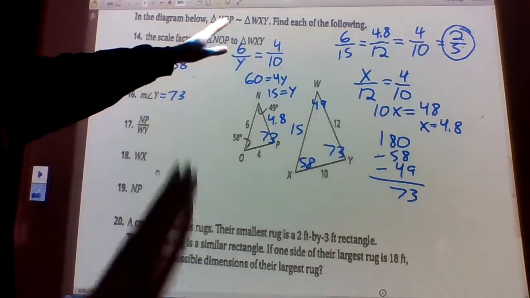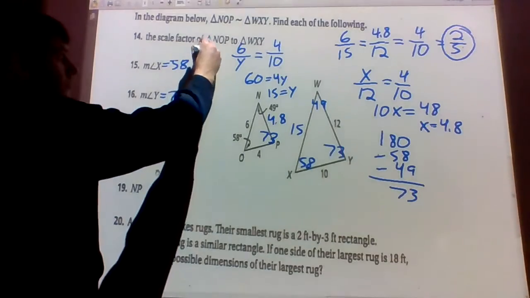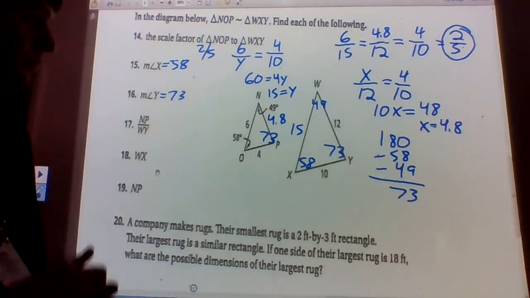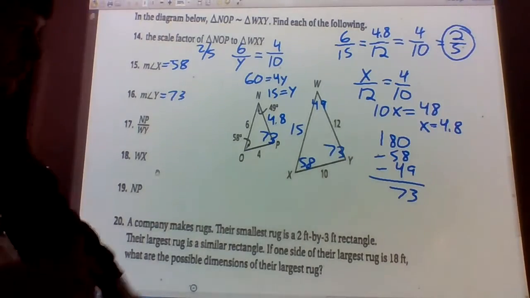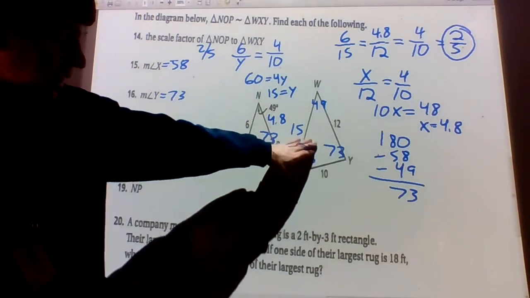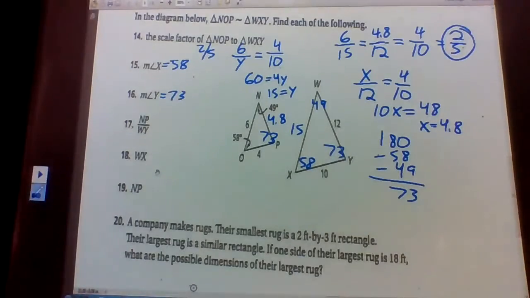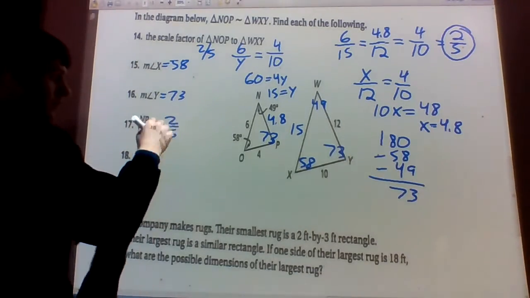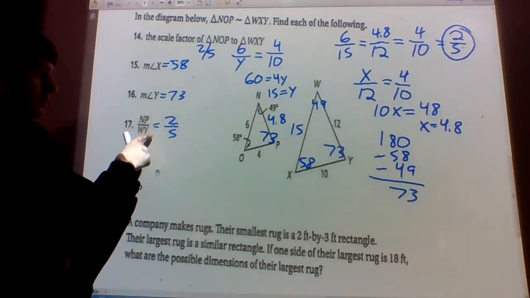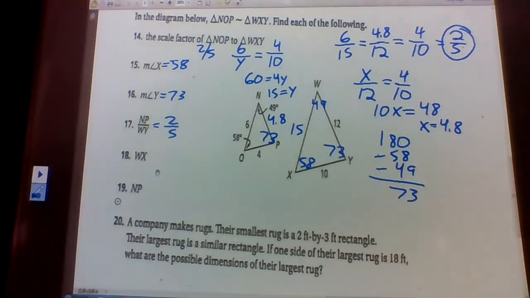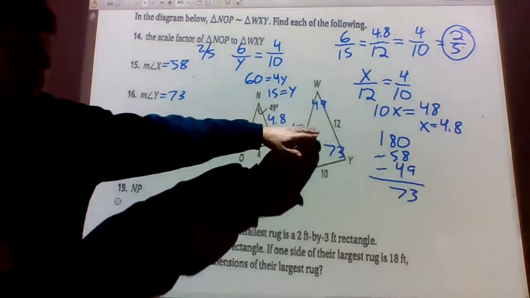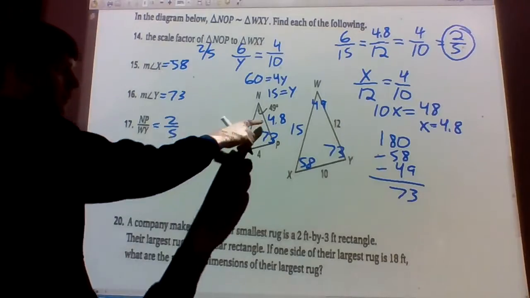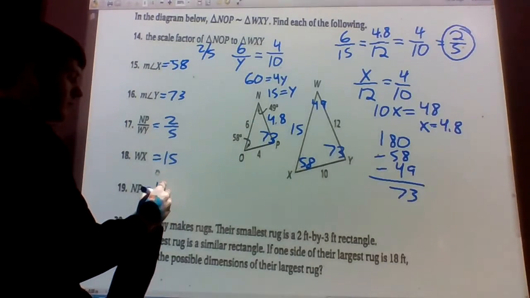So our scale factor here is 2/5, or 5 over 2. This one is 2/5 the size of this one. This one is 5 halves the size of this one. Okay, all your ratios should equal 2/5, right? 4.8 divided by 12 is 2/5. WX we solved for is 15. That was our y. And then our x was NP, which was 4.8.